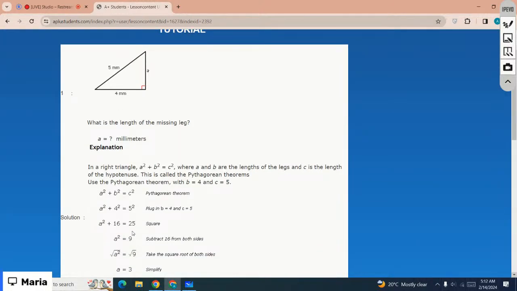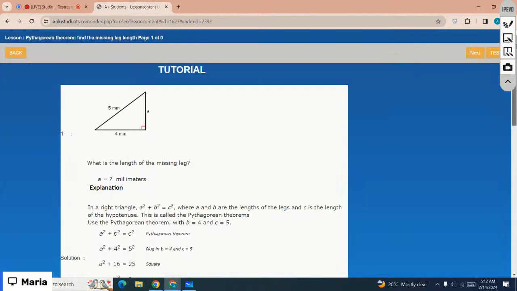So that is a square plus 16 equals 25. Move 16 to the other side, right? Because you need to calculate the value of a. So 25 minus 16 is 9 and square root 9 is 3, right? The correct option is a equals 3. Let's just start with the test questions.